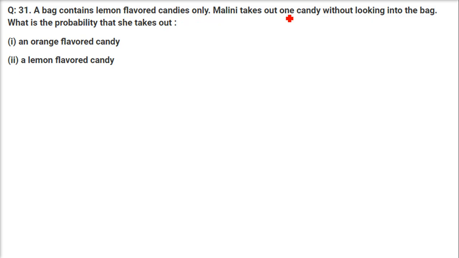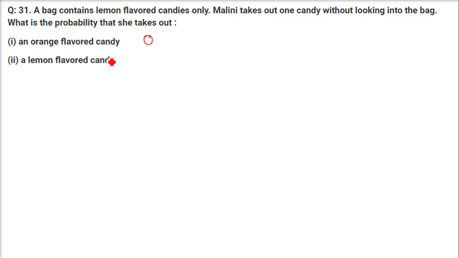A bag contains lemon flavored candies only. Malini takes out 1 candy without looking into the bag. What is the probability that she takes out an orange flavored candy? When you only have lemon, that is, an orange is not there, how can you find an orange? So this probability is 0. You will not find an orange candy in a bag which is filled with lemon candy.